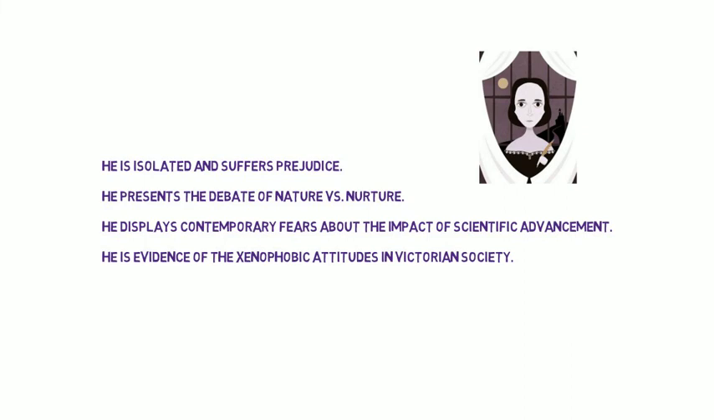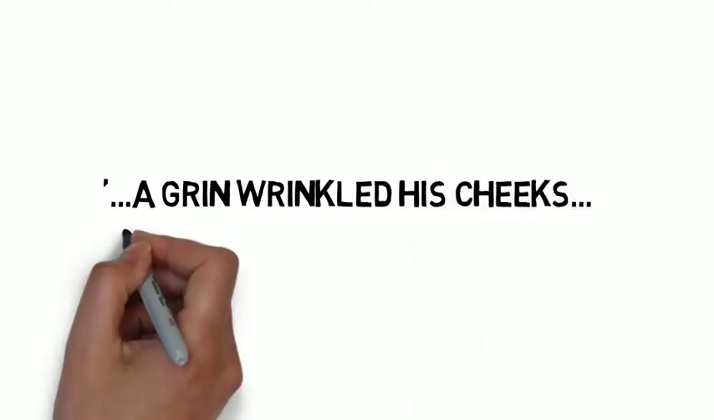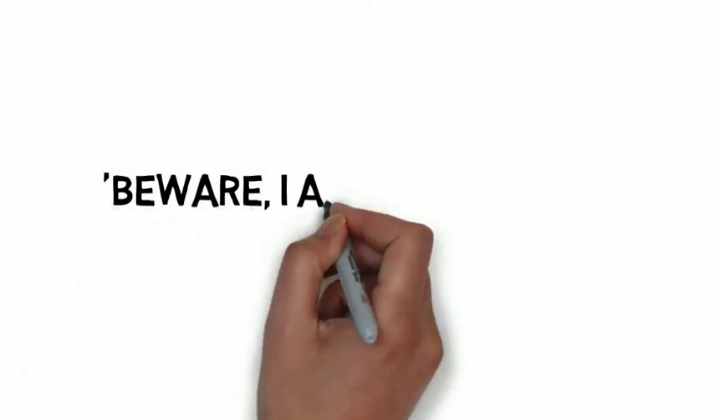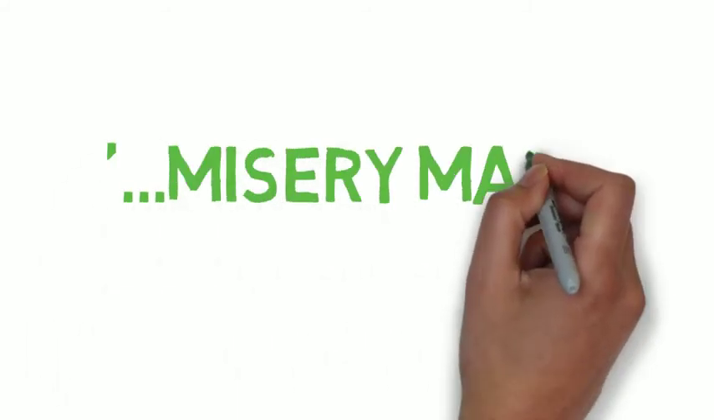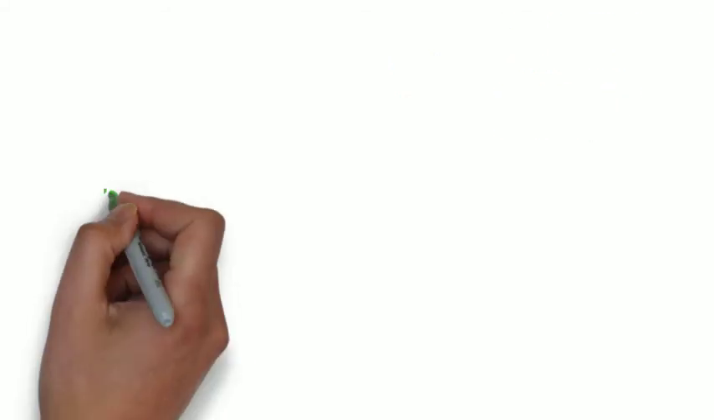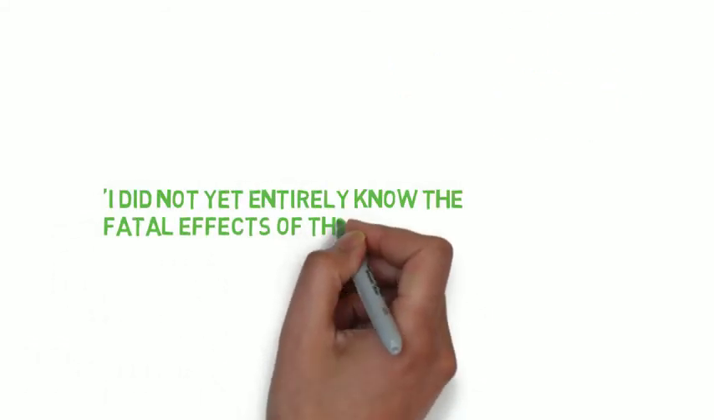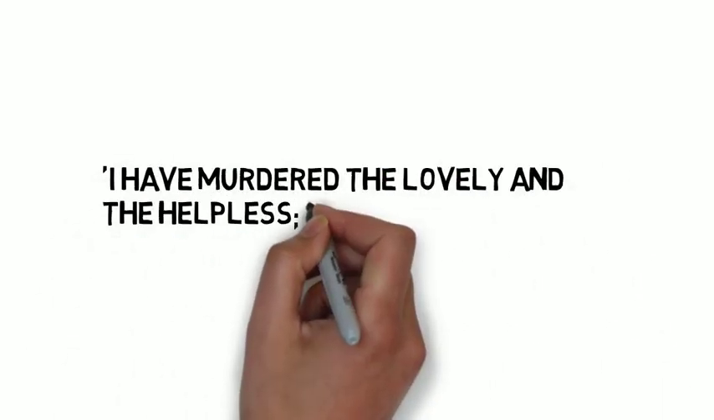Key quotations that you could go over for this character are: "a grin wrinkled his cheeks, one hand was outstretched." That's from the first description narrated by Victor when he brings the monster to life. "Beware, I am miserable and therefore powerful." "Misery made me a fiend." "I did not entirely know the fatal effects of my deformity, and I have murdered the lovely and the helpless. I have strangled the innocent."